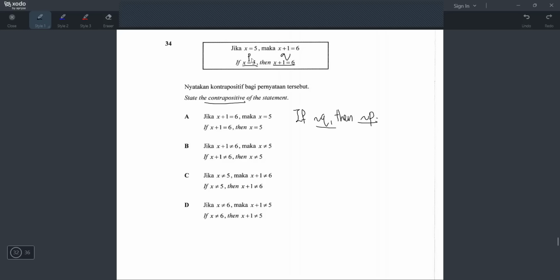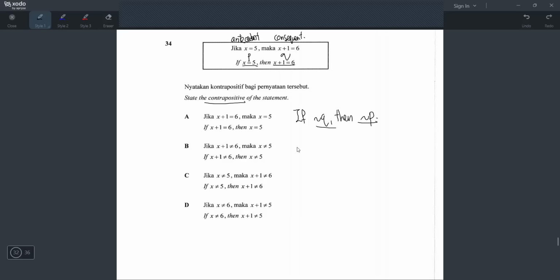Okay, and there is another name for P. We call it antecedent. And there is another name for Q. We call it consequent. In Bahasa Melayu, antijadian and akibat. Okay, in English it's antecedent, consequent. In Bahasa Melayu, antijadian and akibat. And I want you to know this, right? I want you to know this.